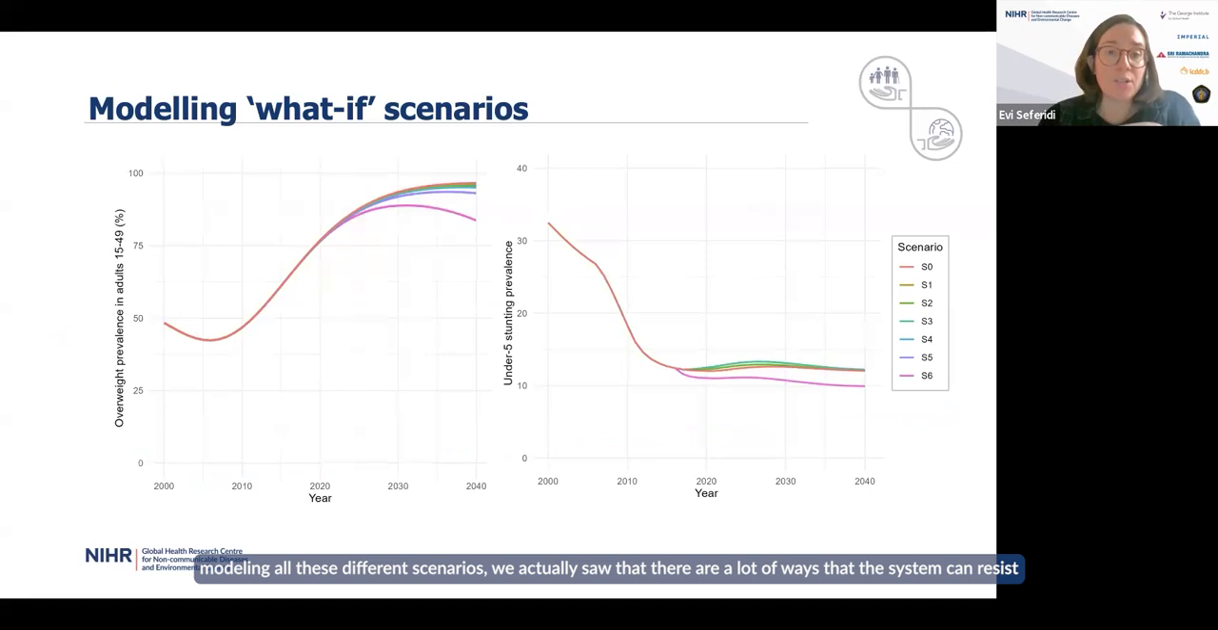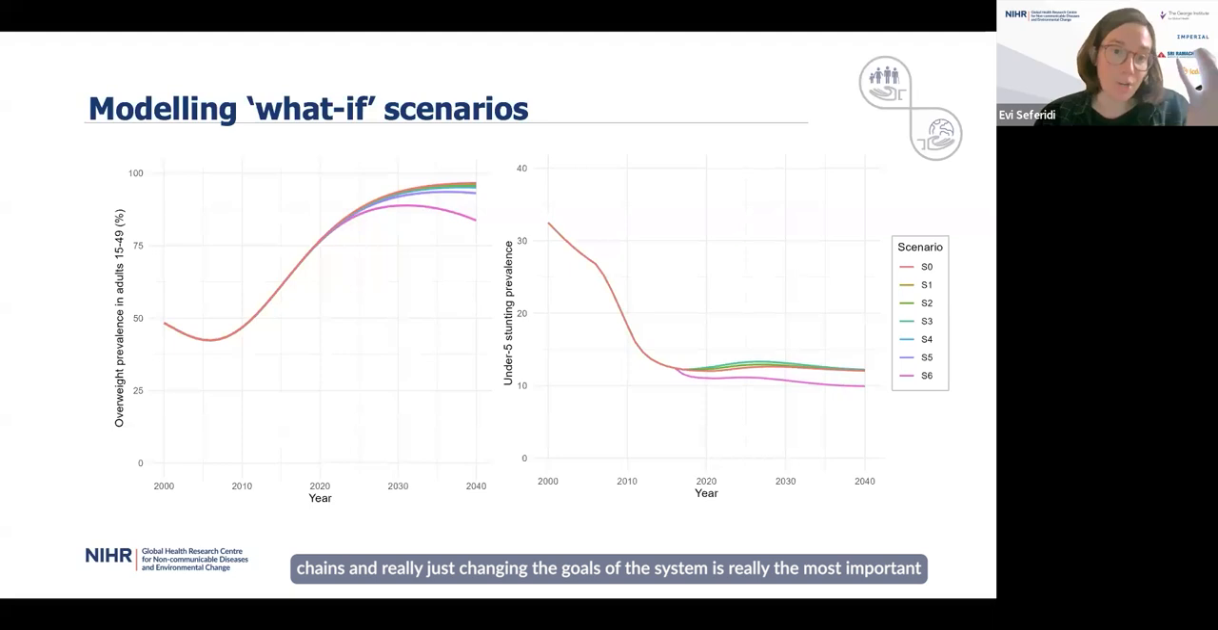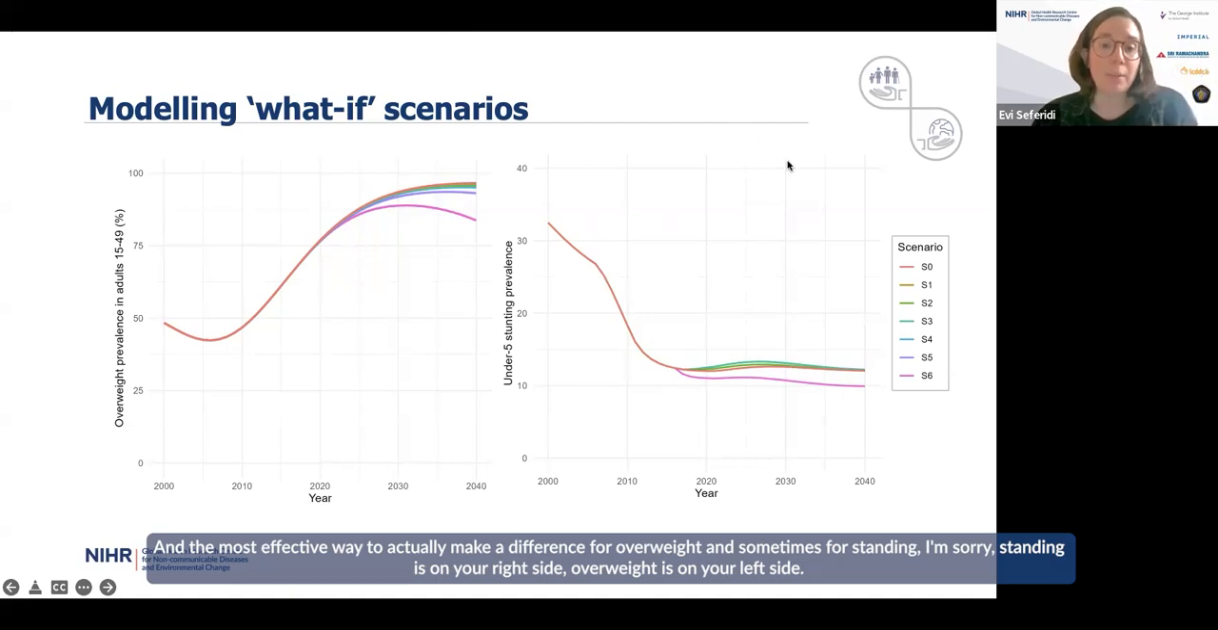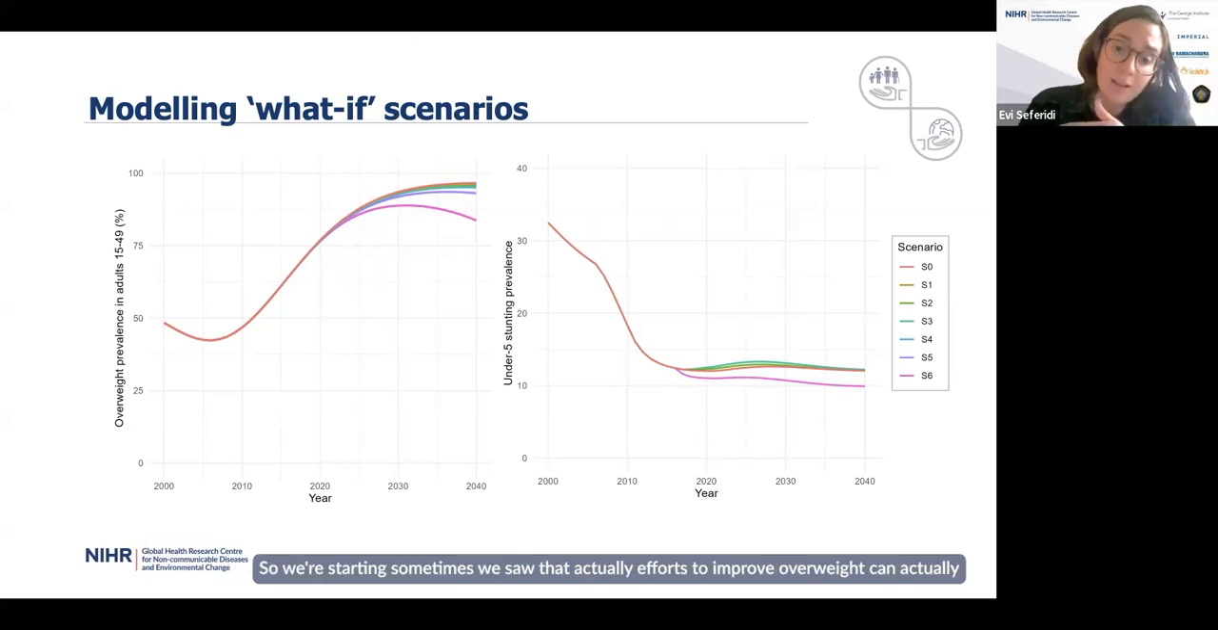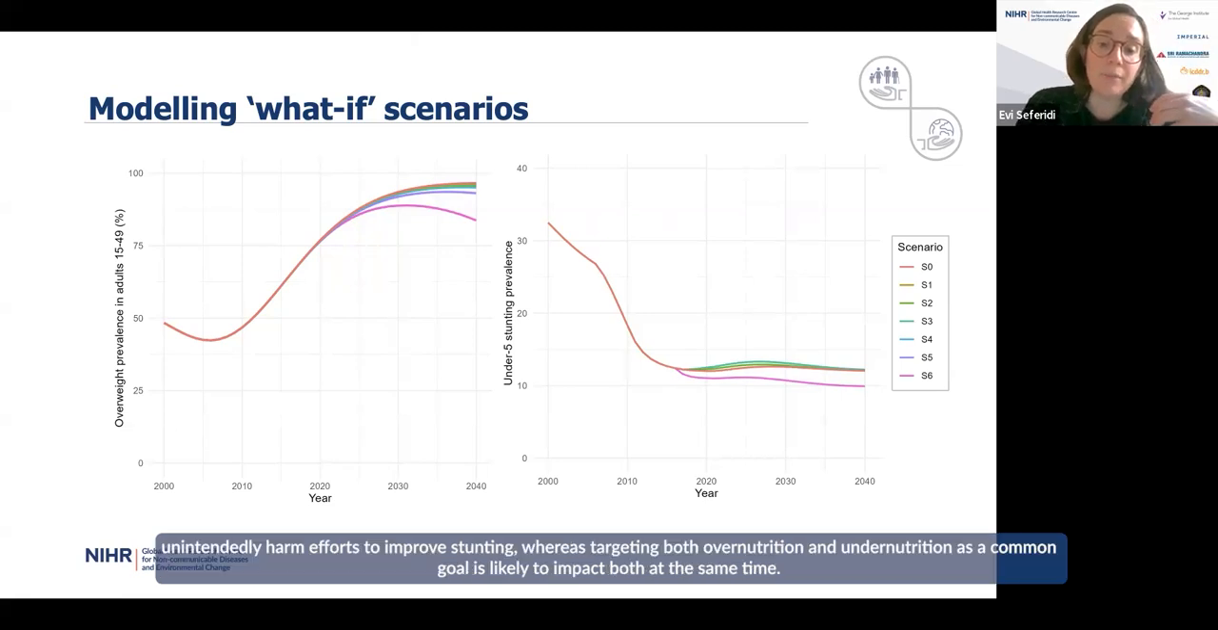So modeling all these different scenarios, we actually saw that there are a lot of ways that the system can resist change, and really just changing the goals of the system is the most important and the most effective way to actually make a difference for overweight. And sometimes for stunting, stunting is on your right side, overweight is on your left side. So with stunting, sometimes we saw that actually efforts to improve overweight can unintendedly harm efforts to improve stunting, whereas targeting both overnutrition and undernutrition as a common goal is likely to impact both at the same time.